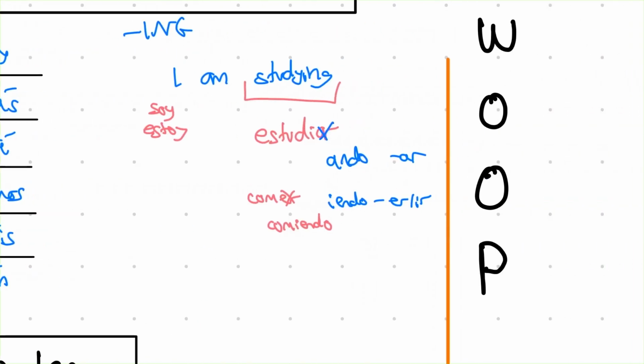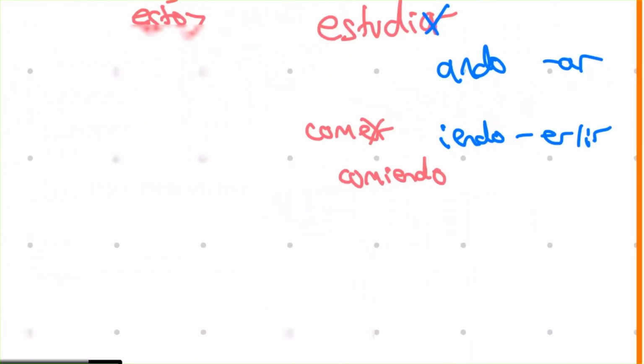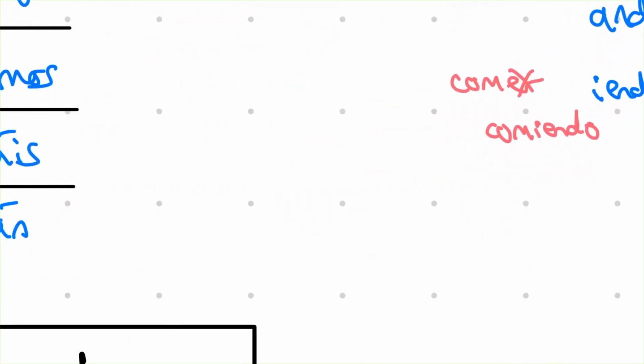And the second word is going to be our gerund. So, for example, estudiando, comiendo, etc. Let's practice really quickly with two examples. So, let's say she is using.